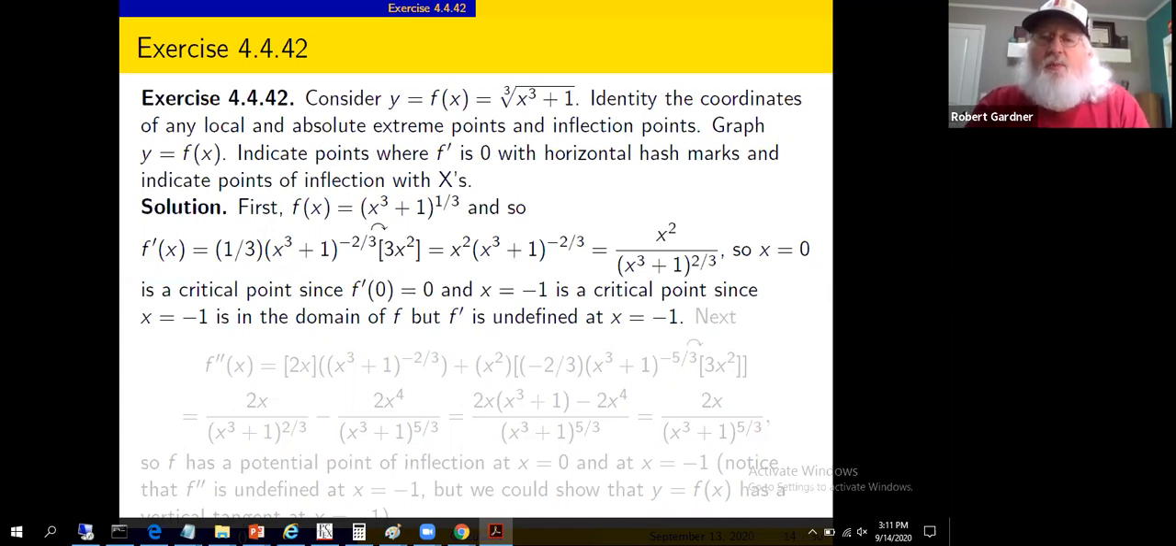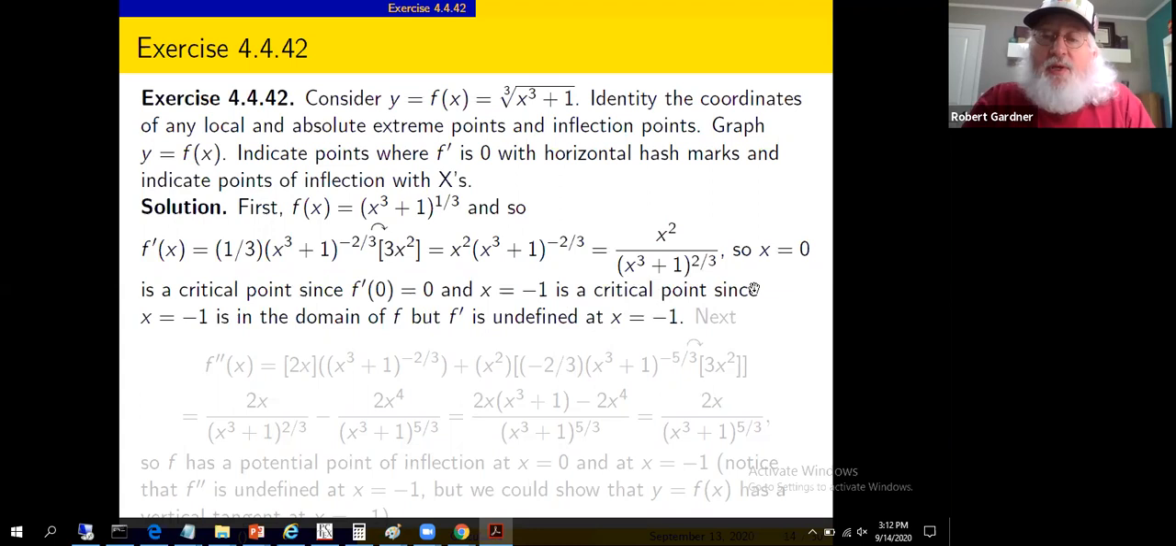What's going on with critical points? Here's the derivative. Is the derivative ever 0? The only time the derivative would be 0 is when the numerator is 0, and that occurs at x equals 0. How about undefined? Is the derivative ever undefined at points in the domain of the function? Yeah, that denominator could be 0 if x is -1. x equals -1 is a critical point because f prime is undefined at -1.